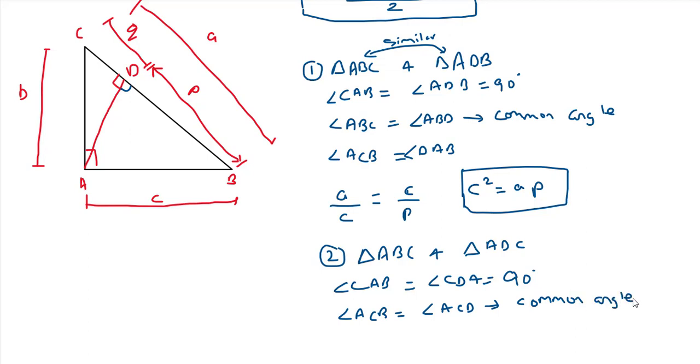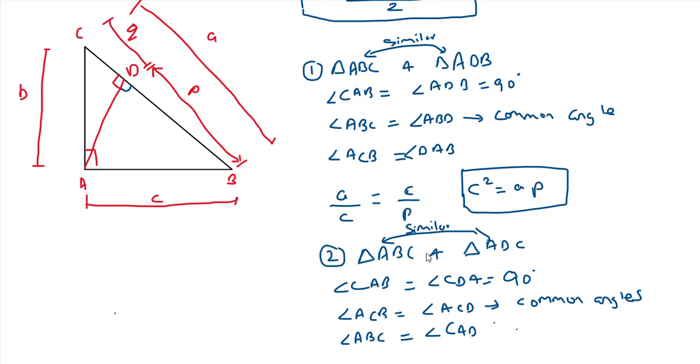So if two angles are equal, the third angle will also be equal. The third angle in the bigger triangle is ABC, and in the smaller triangle it is CAD. So angle ABC is equal to angle CAD. These two angles will also be equal. So if all three angles are equal, these two triangles are similar to each other.